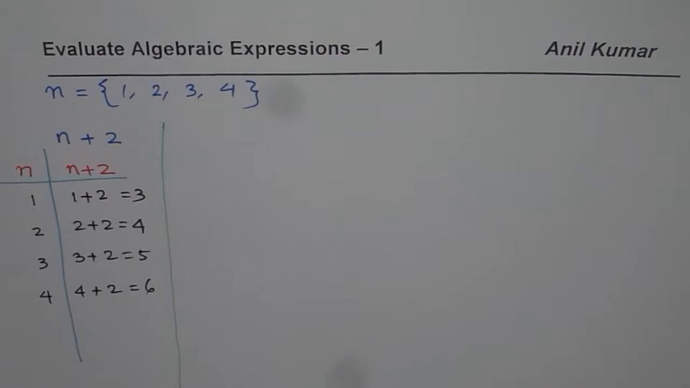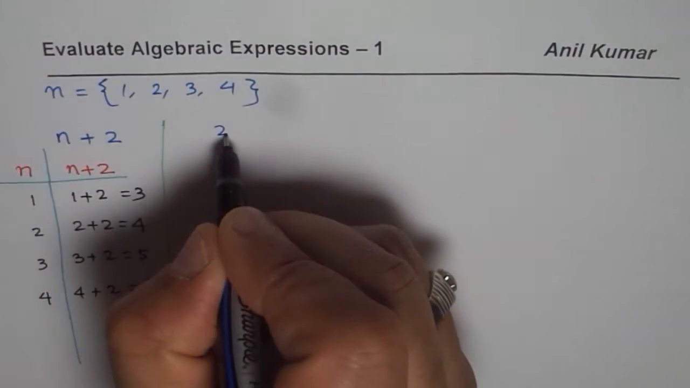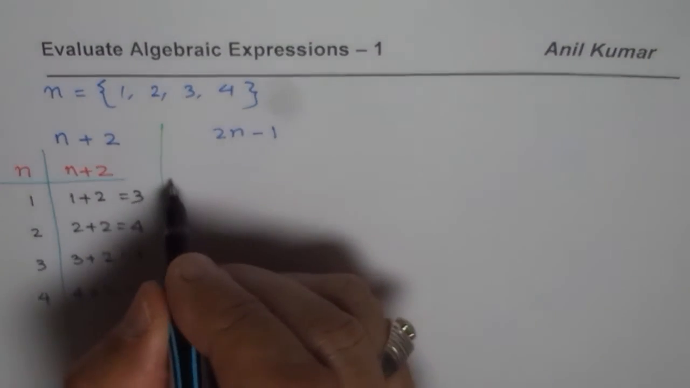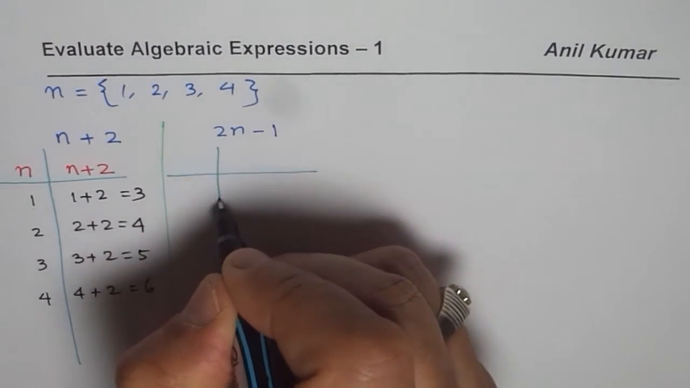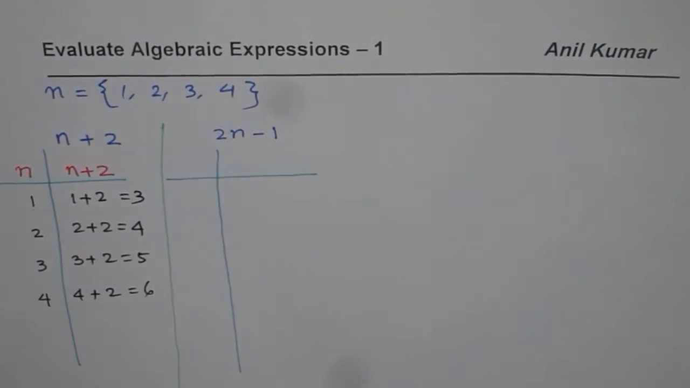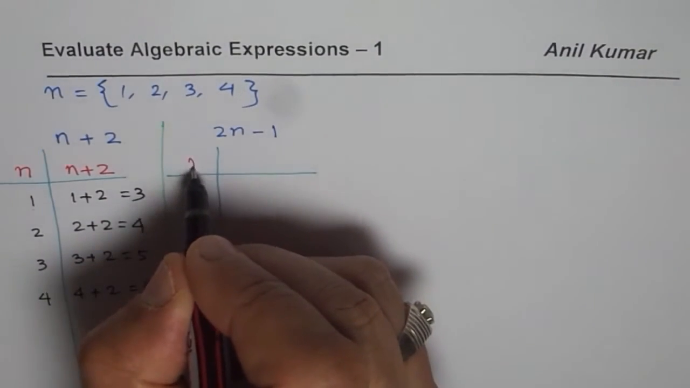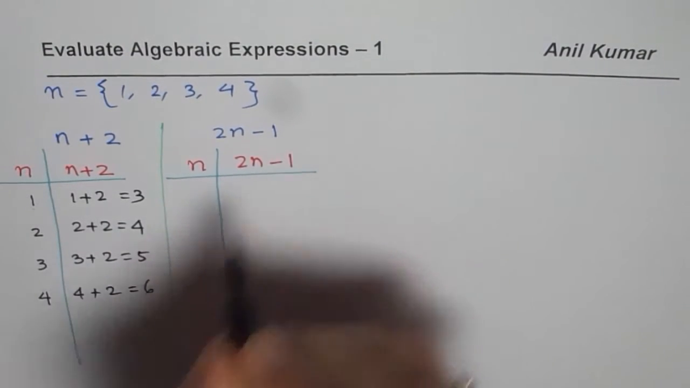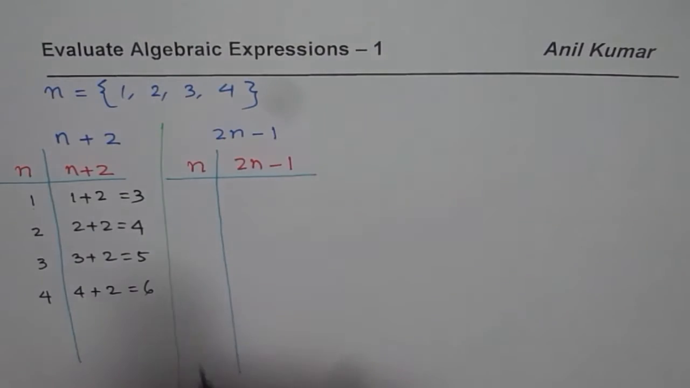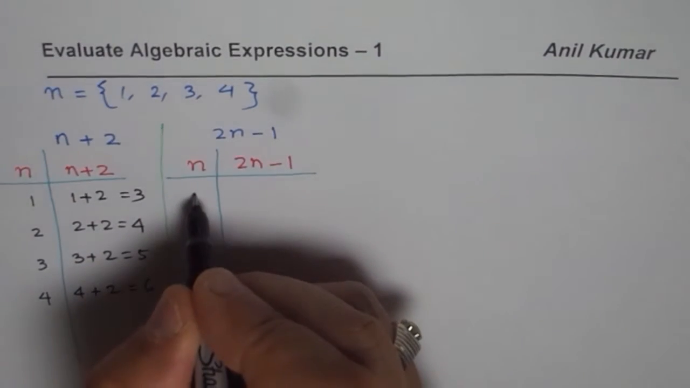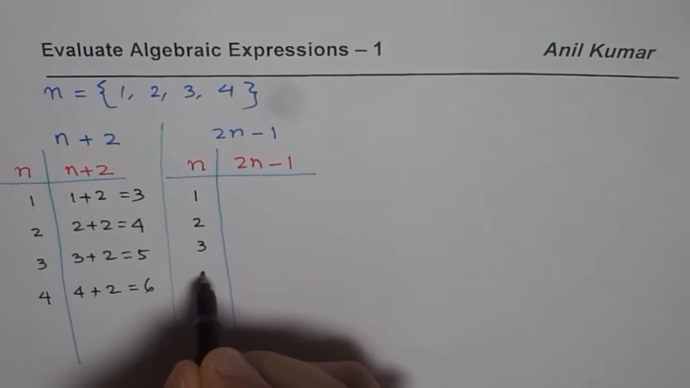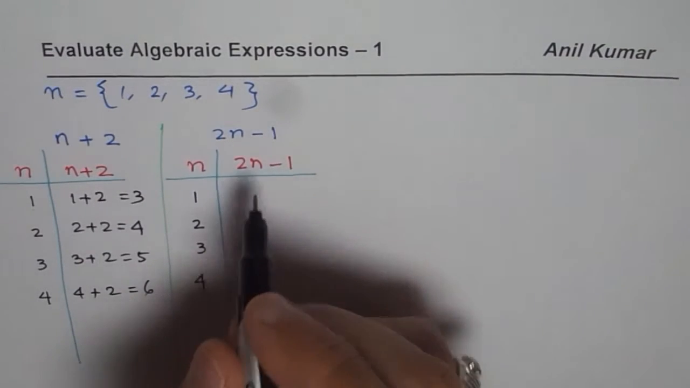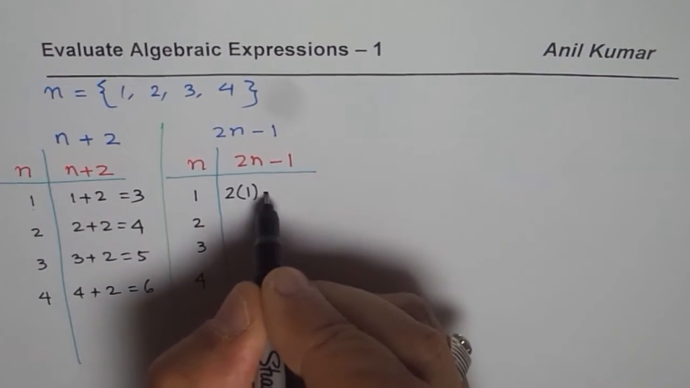So let me take another example, and this time let it be 2 times n minus 1. So again, first step is make your table like this, okay, and then on the left side we will write the variable, in this case n, and on the right side the result, which is the expression itself, 2n minus 1. So for all possible values of n, which are 1, 2, 3, 4, let's write these numbers first, 1, 2, 3, 4. Now we'll substitute this number in the expression 2 times 1. So we can write this as 2 times 1 minus 1.